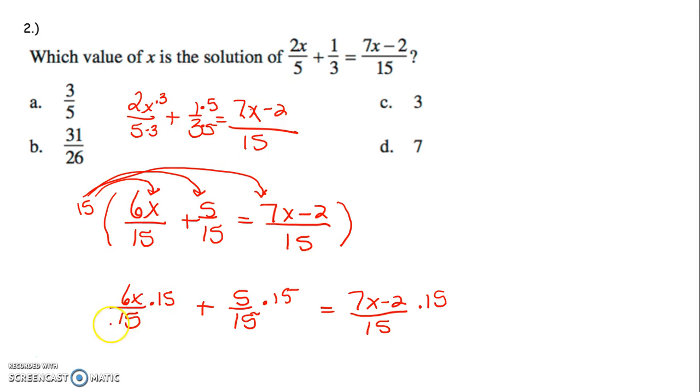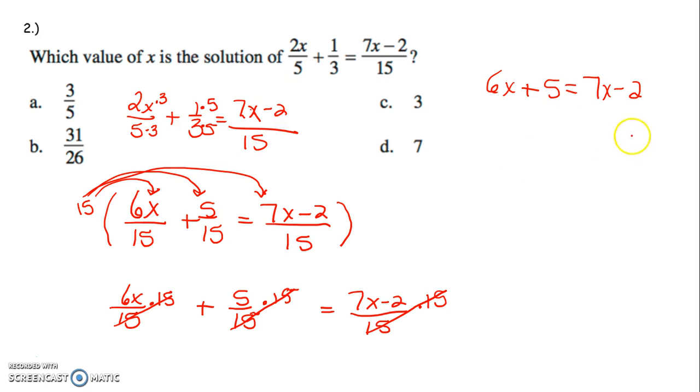Well, 15 divided by 15, oh, that's a fancy form of 1. Fancy form of 1, fancy form of 1. All right, I've just eliminated the denominators. So now I have 6x plus 5 equals 7x minus 2. And you can solve this equation.